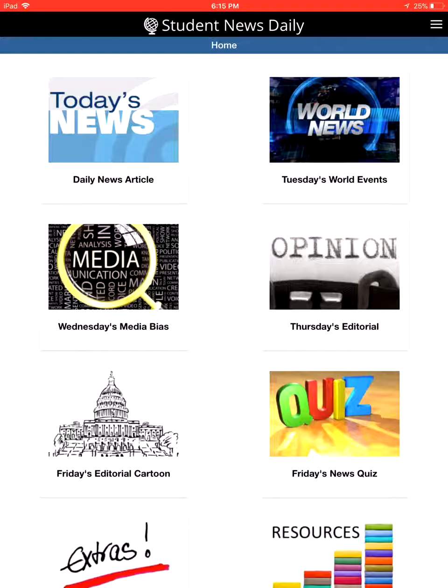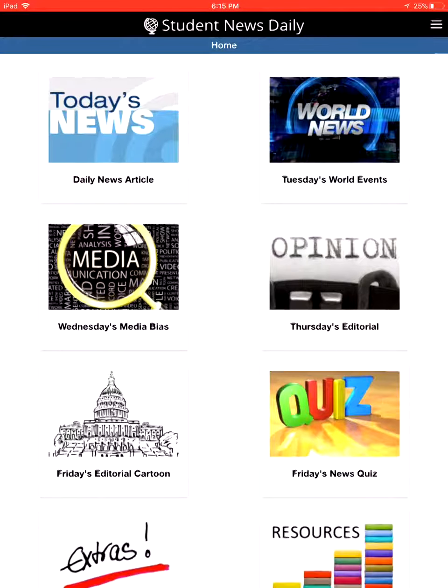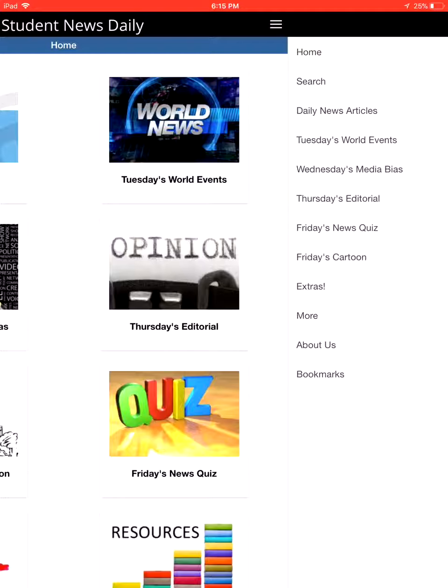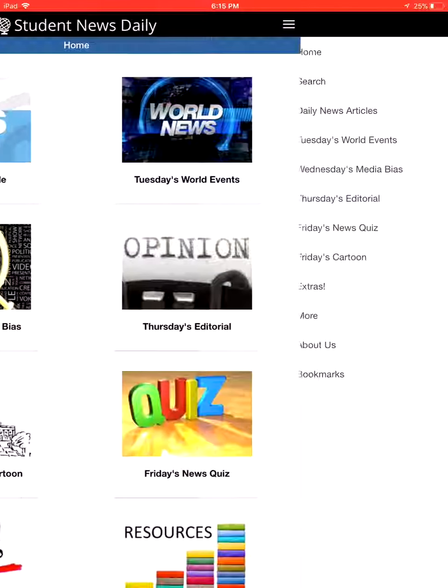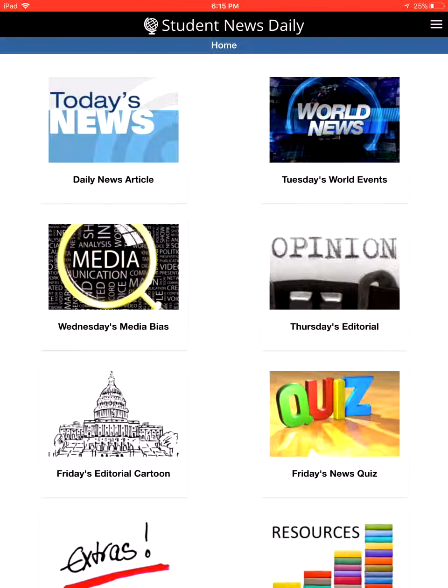It has a lot of great tools, very easy to use. If this isn't your cup of tea on the main page here, there's also a tab that allows you to find these same options, search specific articles, do all sorts of things. So we're just going to go through each of these one at a time and look at what they offer.